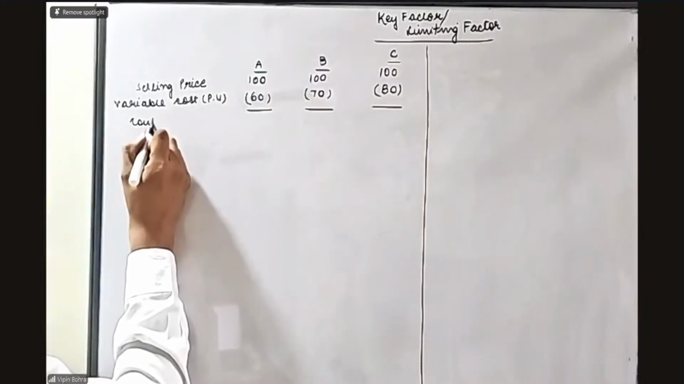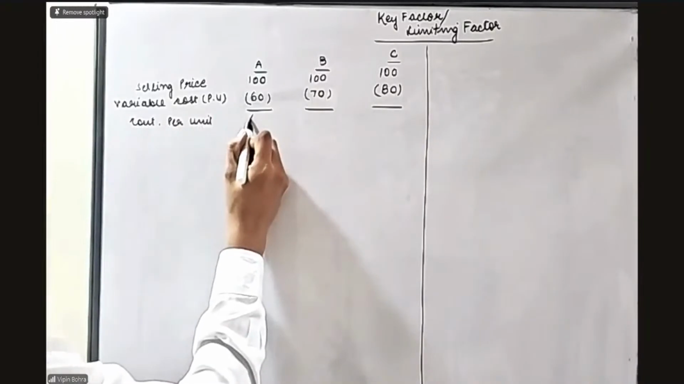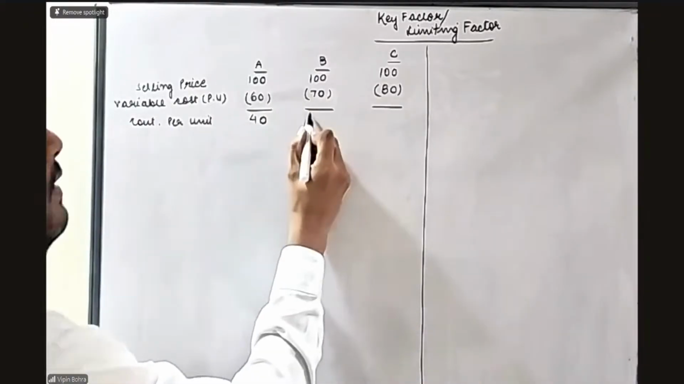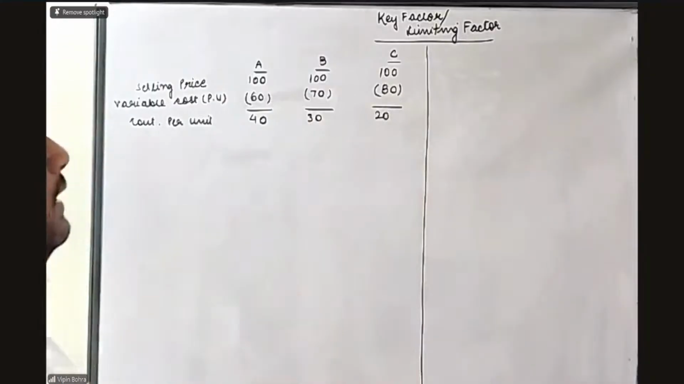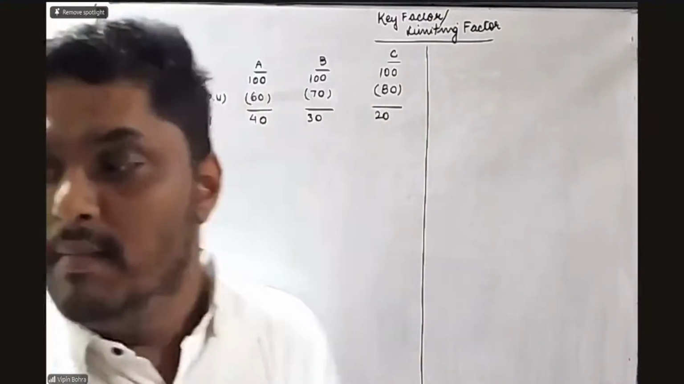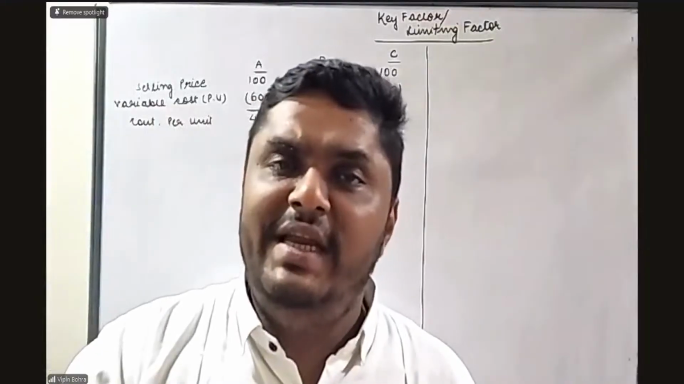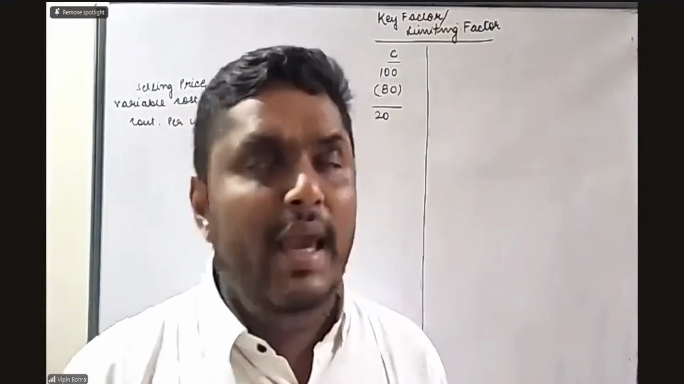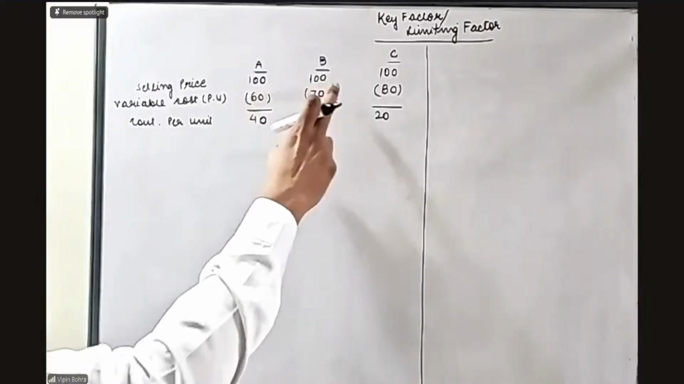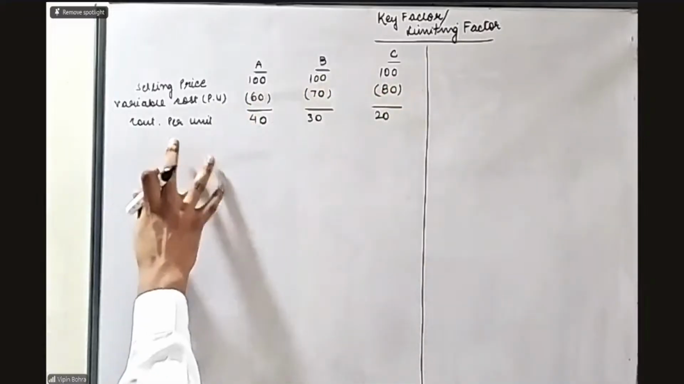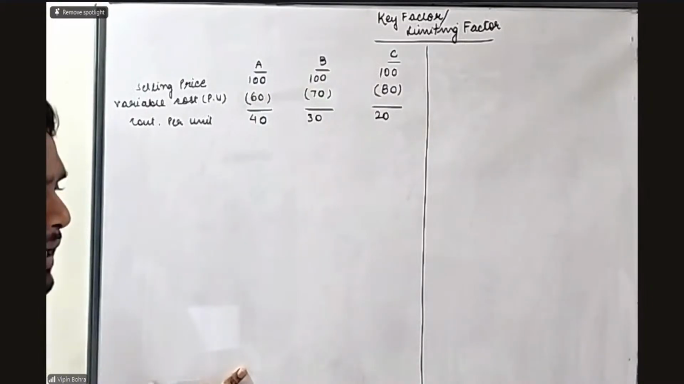So my contribution per unit will be 40, 30, and 20. So this is the situation wherein I'm manufacturing three types of product, A, B, and C. Now the variable cost per unit is 60, 70, and 80. So my contribution per unit is 40, 30, and 20.